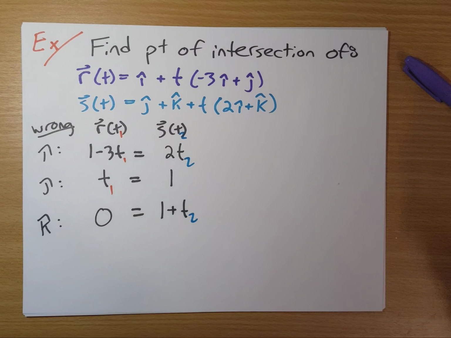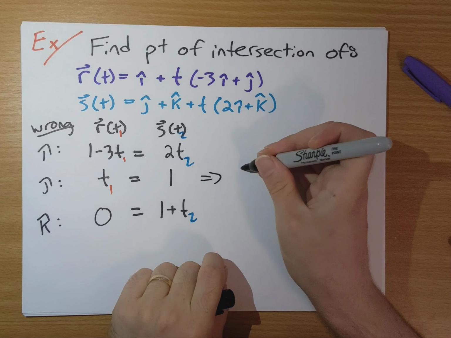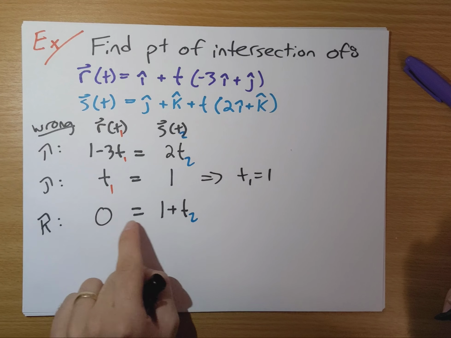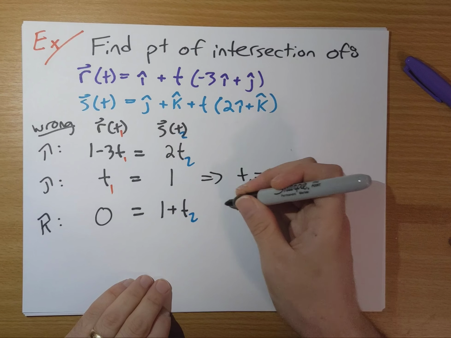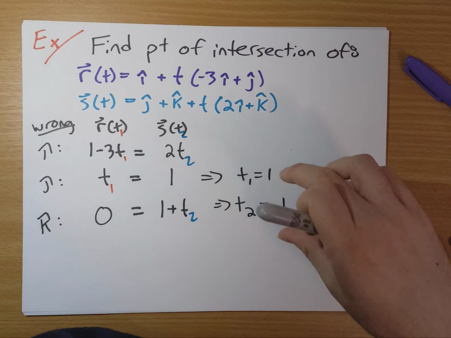Okay, so now let's go ahead and crunch out this system of equations. So t1 is equal to 1. I'm just going to recopy that. That tells us t1 is equal to 1. 0 is equal to 1 plus t2. That shows us t2 is equal to negative 1.